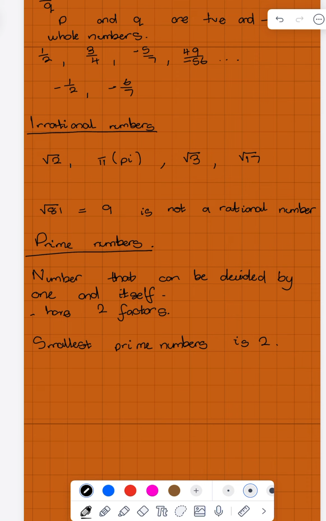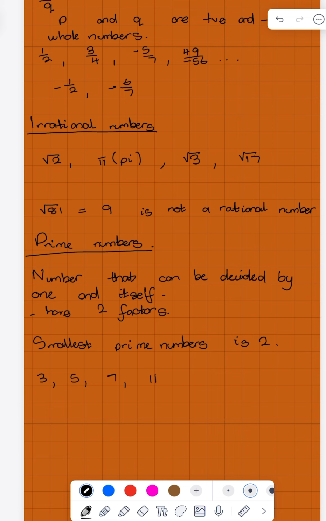So other examples of prime numbers are 3, 5, 7, 11. Why did I skip 9? I skipped 9 because 9 has 3 factors. It has 1, 3, and 9. So don't confuse prime numbers with odd numbers.